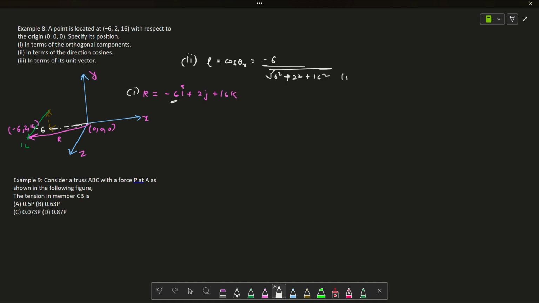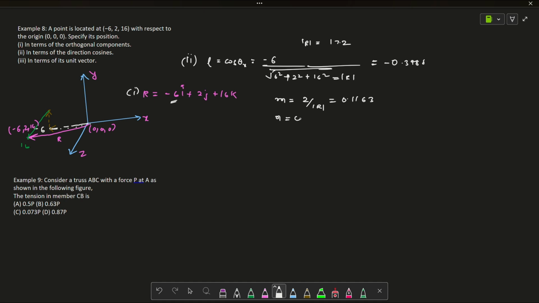That means this is the magnitude of vector r. First we have to calculate it, and it will come as 17.2. So this value will become minus 0.3488. And m, in a similar fashion, we will write as 2 divided by magnitude of r, so it would become 0.1163, right?